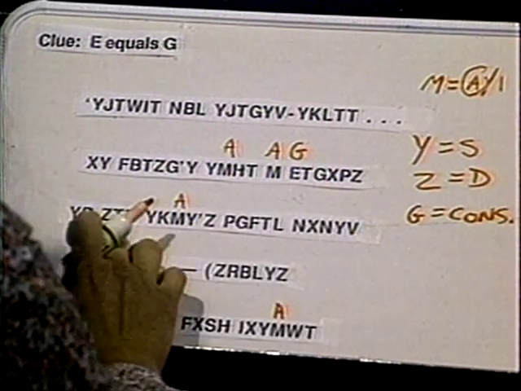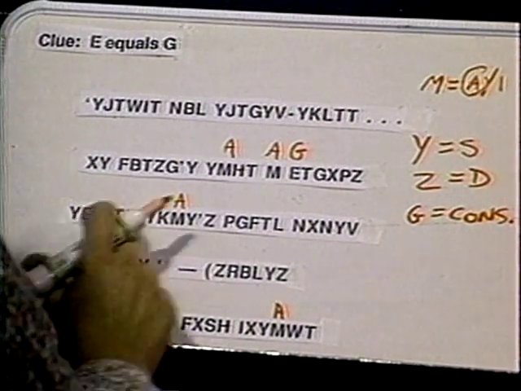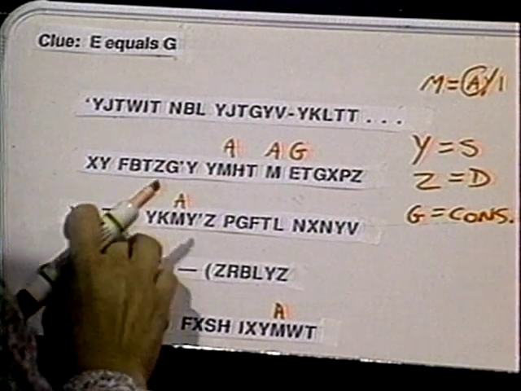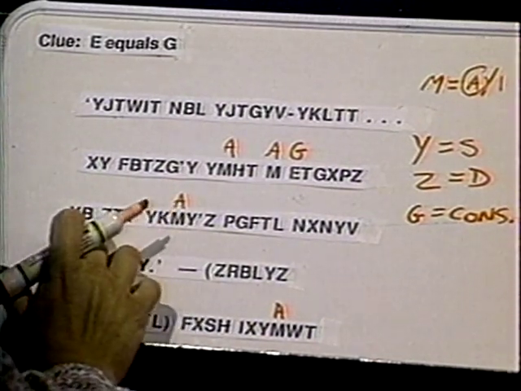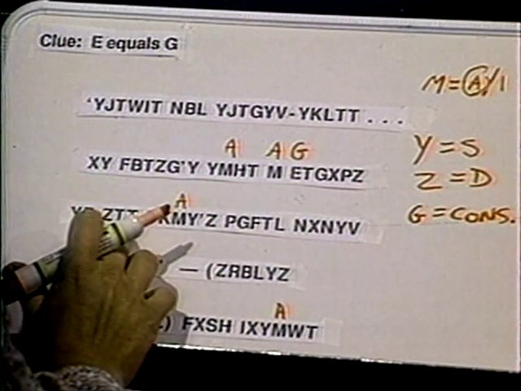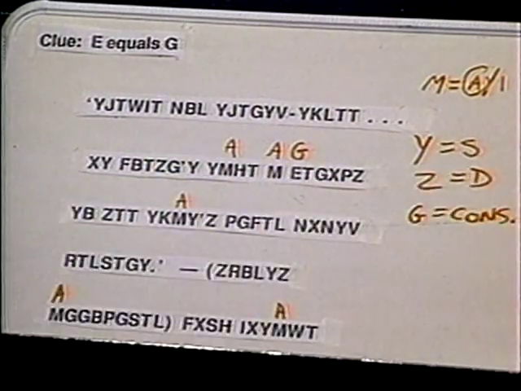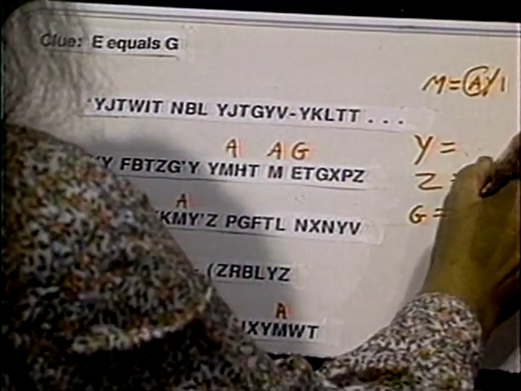Let's see. Here we have a three-letter word beginning with a Z. We said Z was either D or S. If Z was D, is there a three-letter word beginning with D and having a double vowel after it? Something like dee, do, da. I don't think so. I can't think of one. So I'm going to make the assumption that maybe that Z is the S and the Y is the D. Let's try that. Z is S and Y is D.